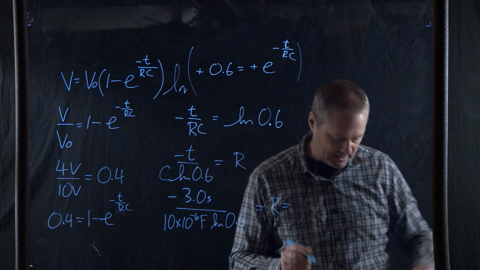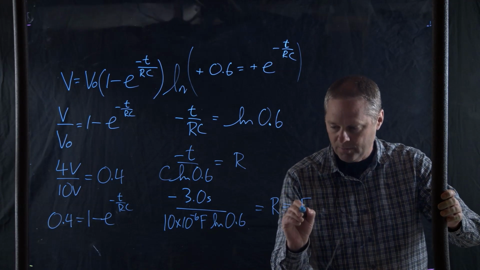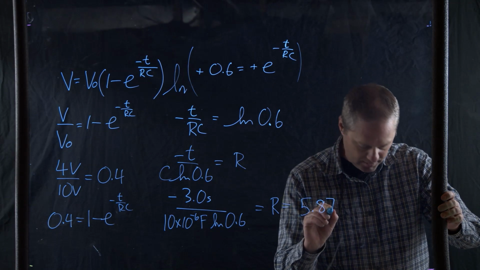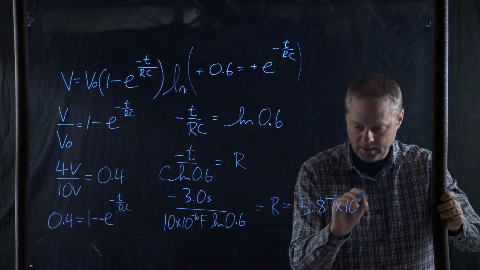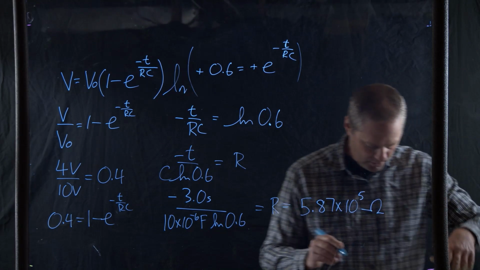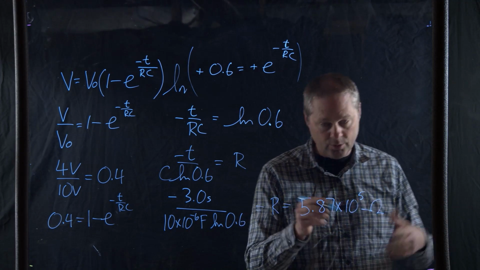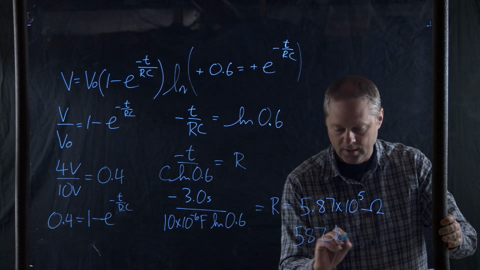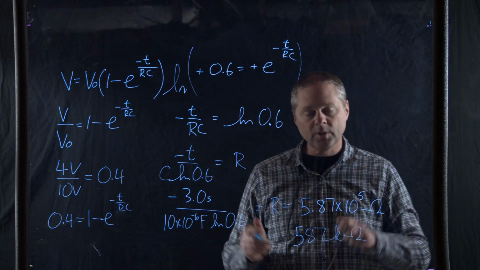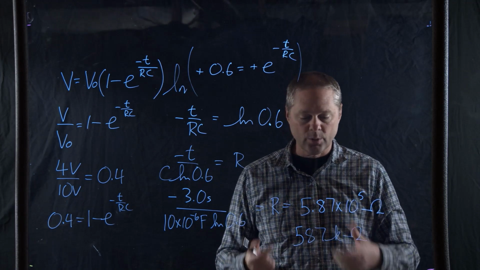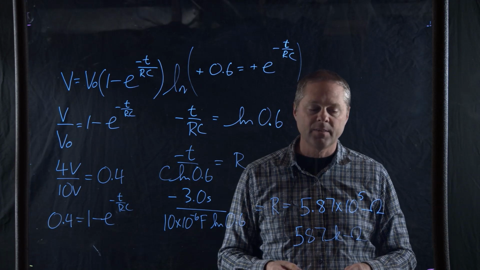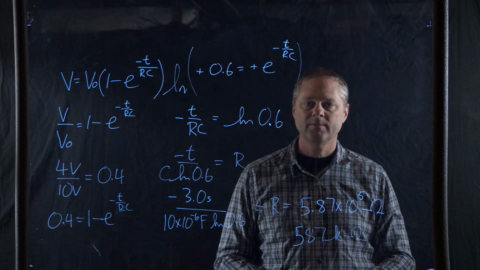And our resistance in this case is going to equal 5.87 times 10 to the 5th ohms. Or we can convert this into kilo ohms, and it would be 587 kilo ohms. So the resistance for this is going to be 587 kilo ohms, or 587,000 ohms. Okay?